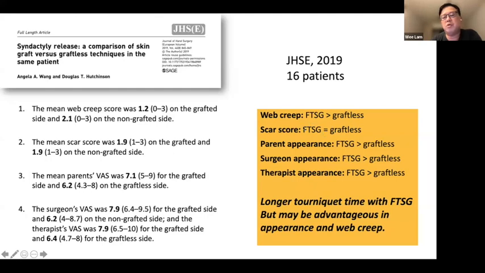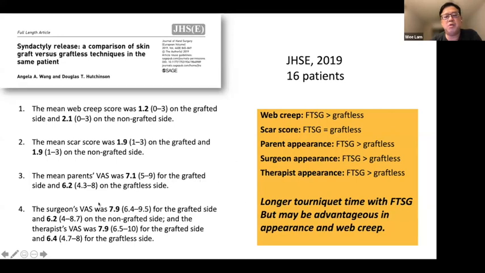And overall, the results show that in terms of web creep, the full thickness skin graft, when I say greater than, I mean better. So it's better for the full thickness skin graft. It's better in terms of scar score. It's better in terms of parental rating of appearance, surgeon's rating of appearance, and therapist rating of appearance. So there may be a longer tourniquet time with the full thickness skin graft, but the use of grafts may be advantageous in appearance and web creep.